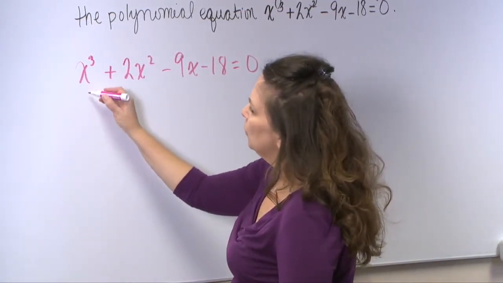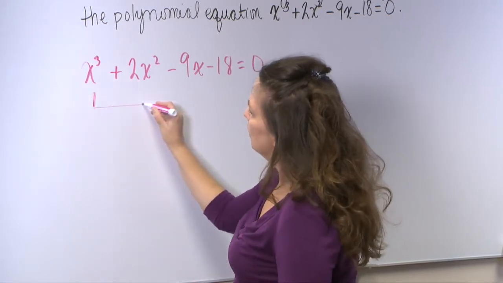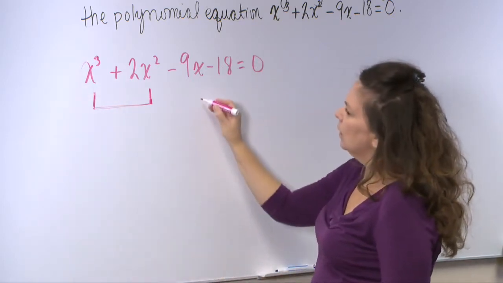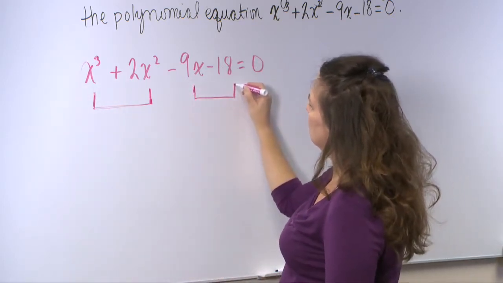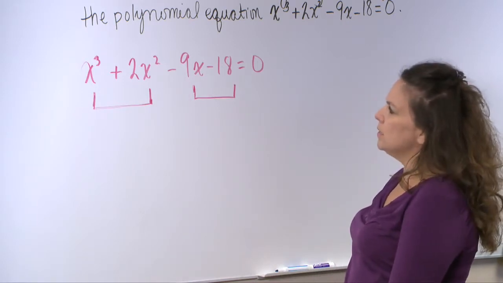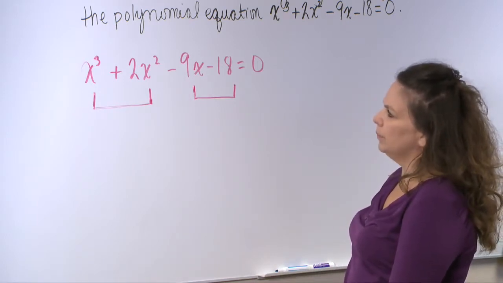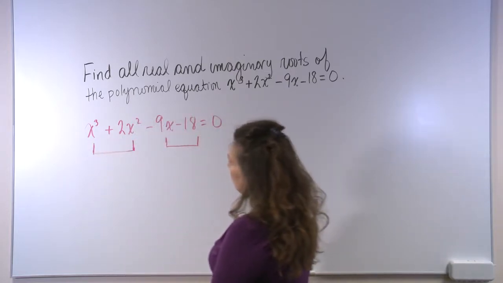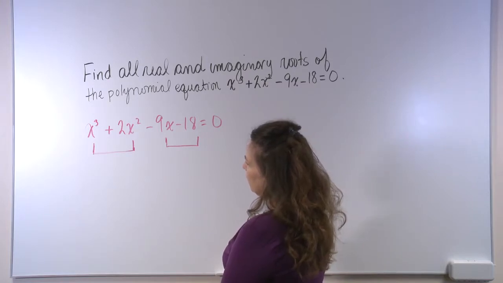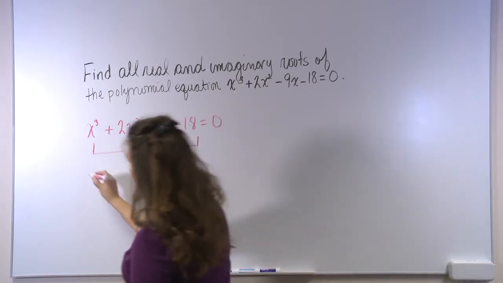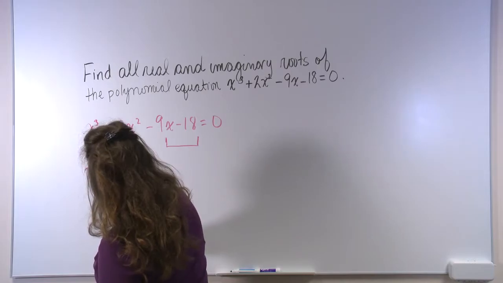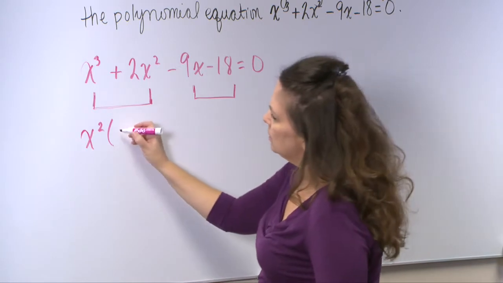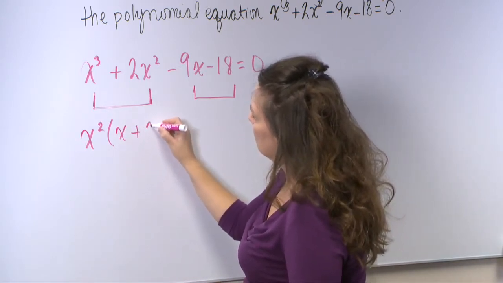So I'm going to group the first two terms. So that is x cubed plus 2x squared. And I'm going to group the second two terms. That is minus 9x minus 18. And I'll notice between x cubed and plus 2x squared, we have a greatest common factor of x squared. I shall go ahead and factor out. So I have x squared, and then what I have left remaining is x plus 2.